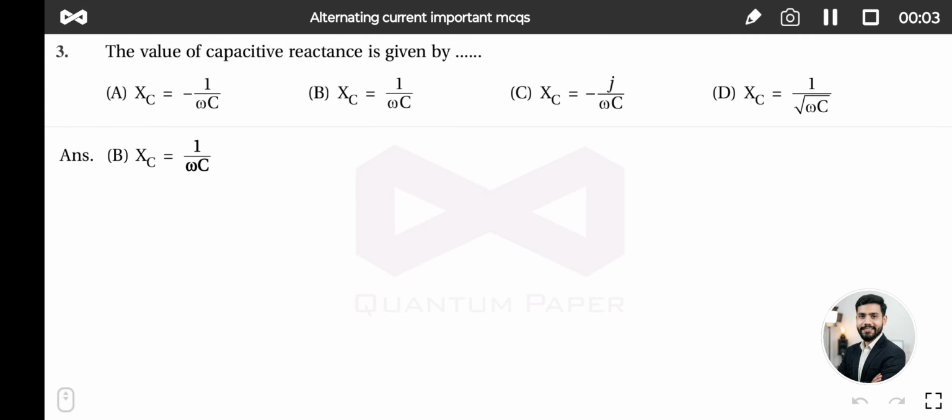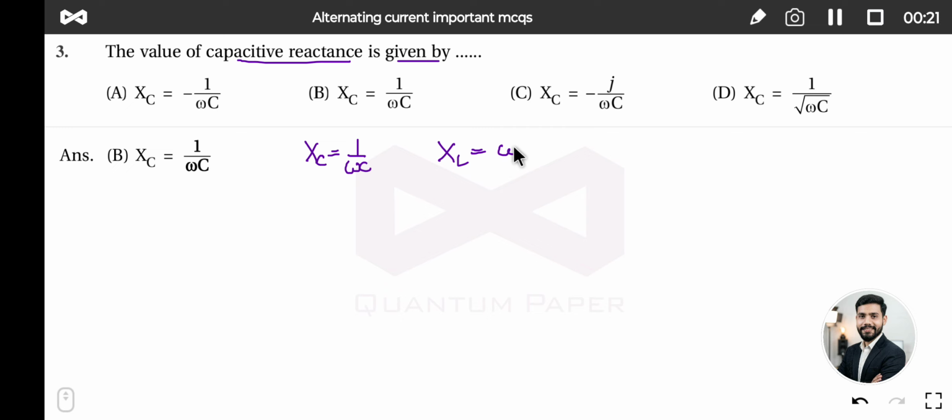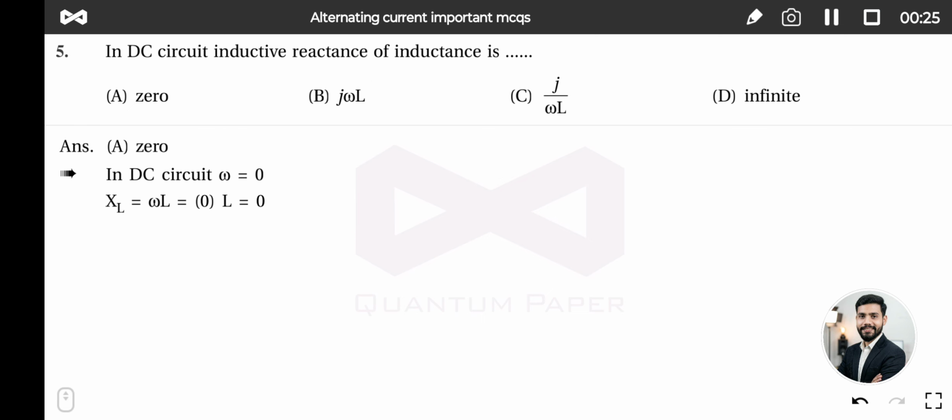Hello everyone. In this class we will discuss the important MCQs from alternating current. So question number 1, the value of capacitive reactance is given by. We know that capacitive reactance is denoted by Xc and the value is 1 upon omega C. And for inductive reactance the formula is XL is equal to omega L. So the correct answer is Xc is equal to 1 by omega C.